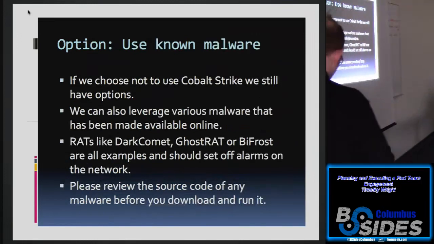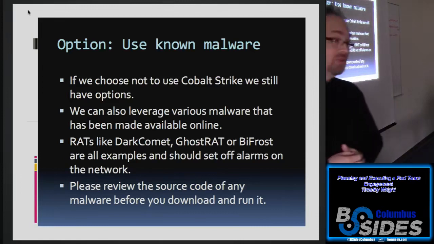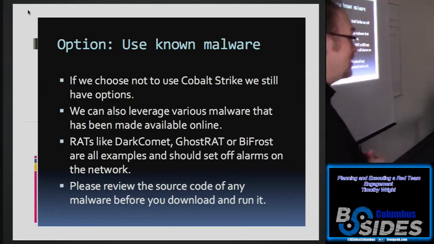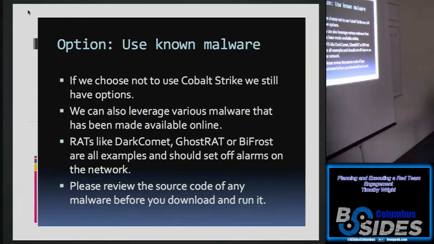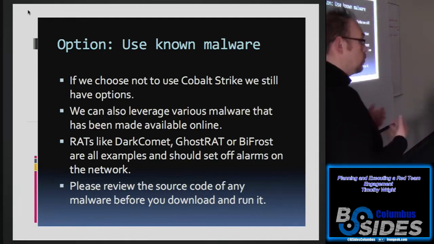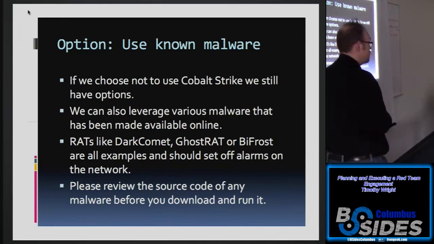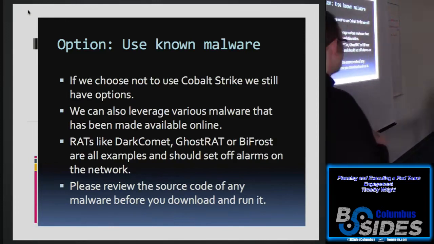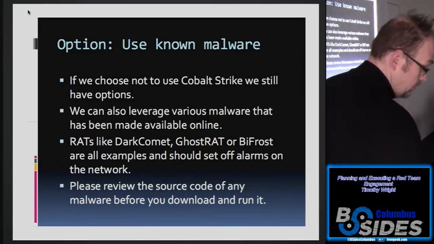Now, we do have options here if we don't want to buy Cobalt Strike. We could actually use known malware samples and run those during our assessment. Now, I would not do that unless you do a pretty good code review before you run this stuff on your network. But things like Dark Comet, Ghost Rat, Bifrost are all examples. We can run those and set off the alarms and make sure that everything's working the way it's supposed to on the wire. But again, make sure we look at the code before you run it. But that's all online. You can download that freely. Just use at your own risk.